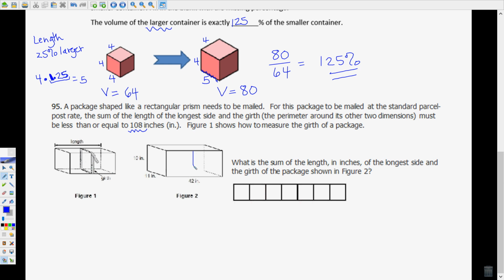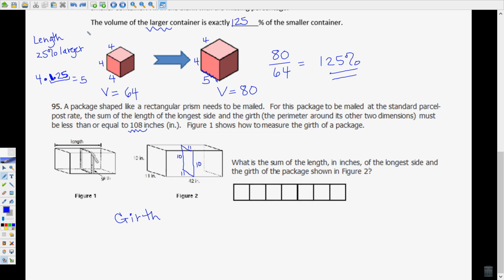So we have 10 and 10. Can't really see it on here, but if you've printed out the packet or if you have the packet, you can see this is 11 and 11. So the girth would be 10 plus 10 plus 11 plus 11. So 42. Actually, sorry, that's the length. That's the length of the longest side.